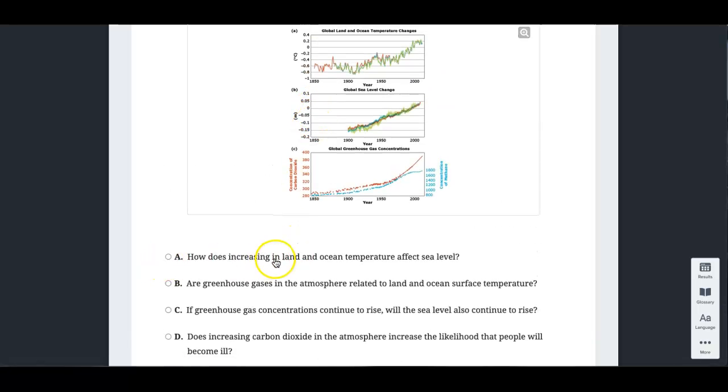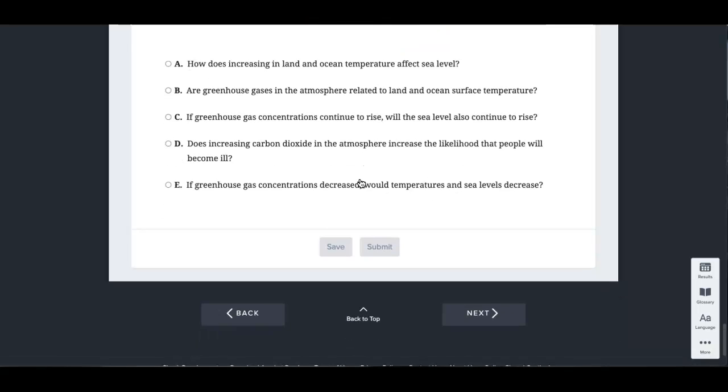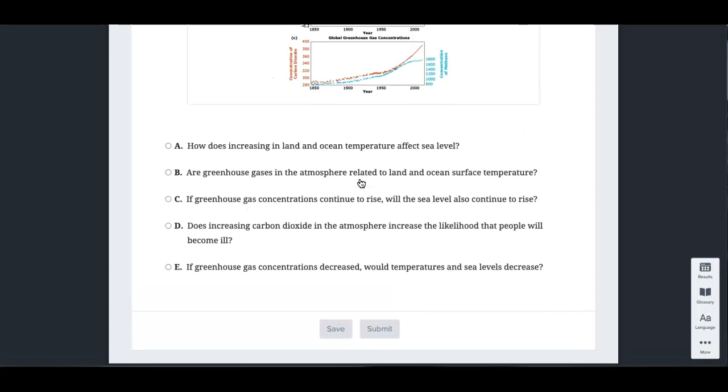So how does increasing inland and ocean temperatures affect sea level? Can these graphs be used to answer this question? If so, check it. Are greenhouse gases in the atmosphere related to land and ocean surface temperatures? So look at these graphs and see if you can answer this question using these graphs. Okay? This might be a little tricky. We've never done this before, so let me know if you have questions about it, and maybe we can spend some time in class on it too. All right, so do your best on this. When you're done, make sure you submit it. And you are done. Just head back into your digital science notebook and do the learning reflection.